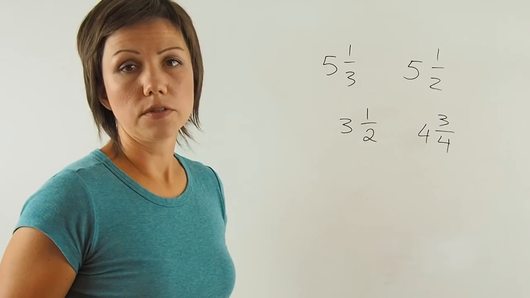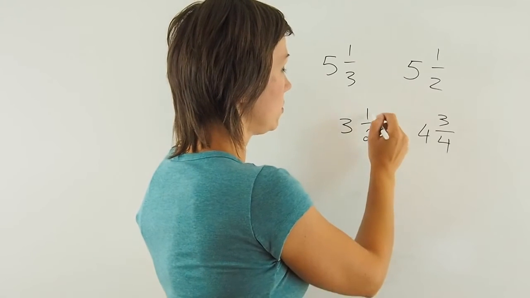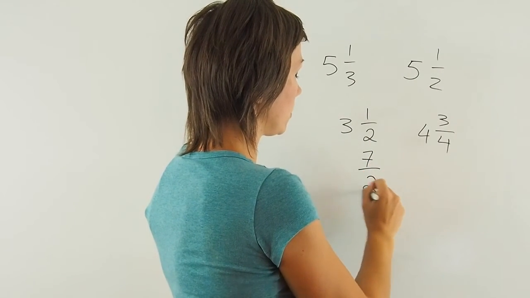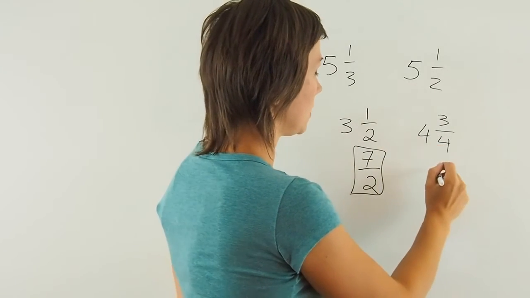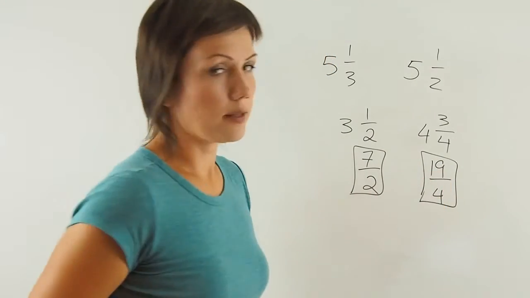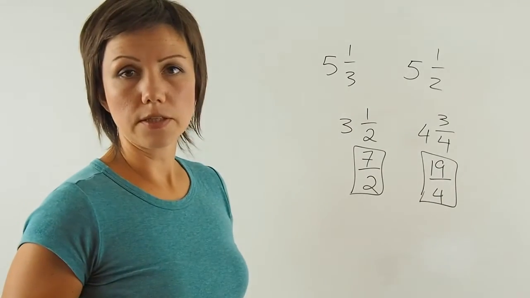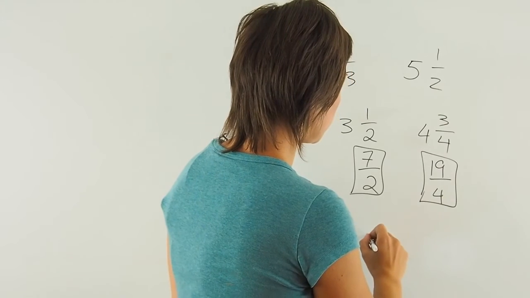then you need to convert each fraction into an improper fraction. 3 times 2 plus 1 is 7 over 2. And then 4 times 4 is 16 plus 3 is 19 over 4. And then determine the least common denominator of the two fractions. In this case, it's 4.